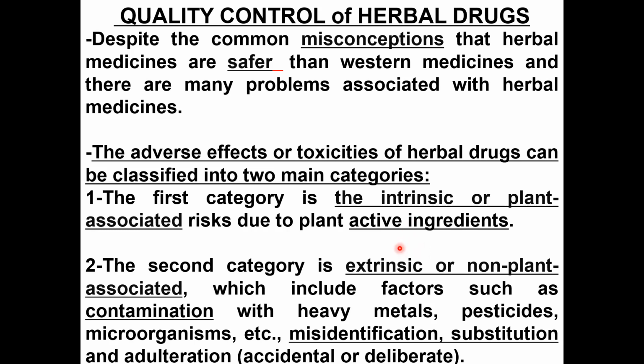The second category of risks are extrinsic, due to non-plant associated compounds such as heavy metals, pesticides, microorganisms, and adulteration, which can happen during the use of the herbal drug.